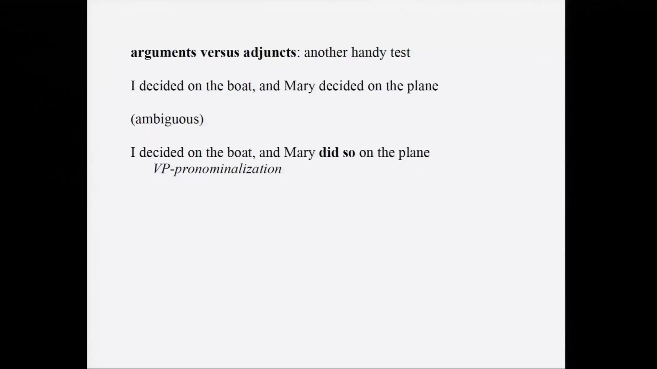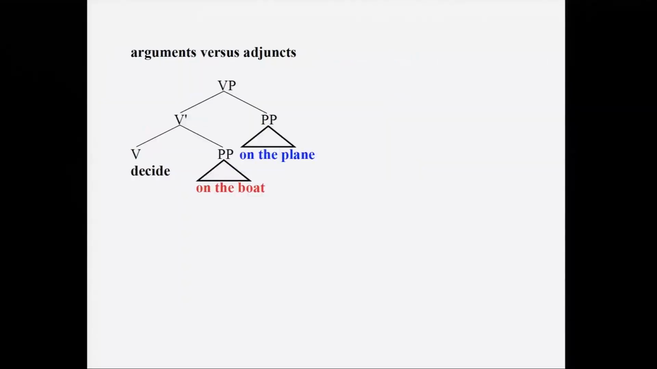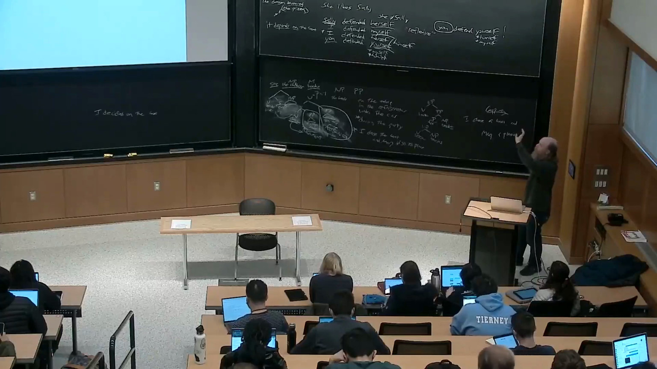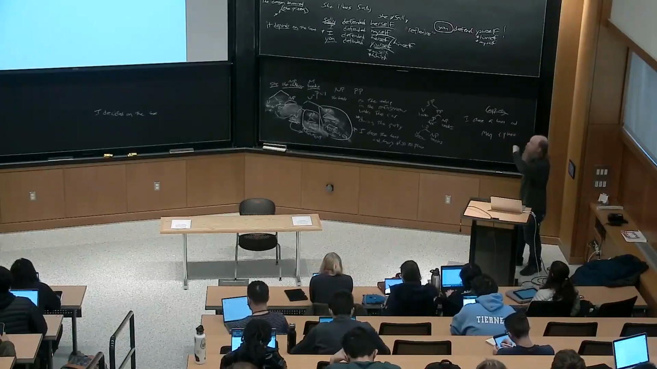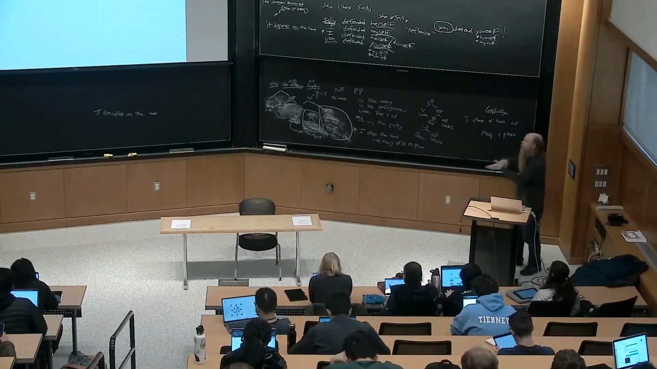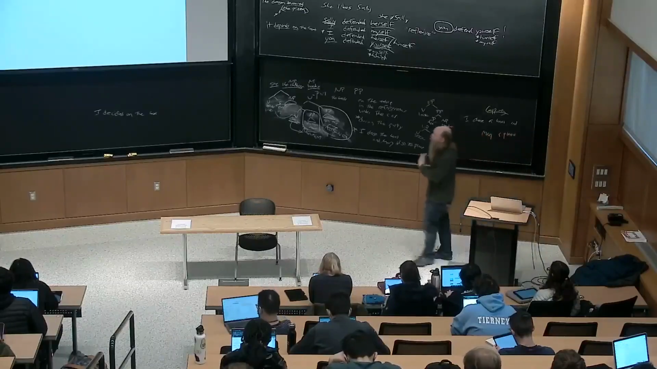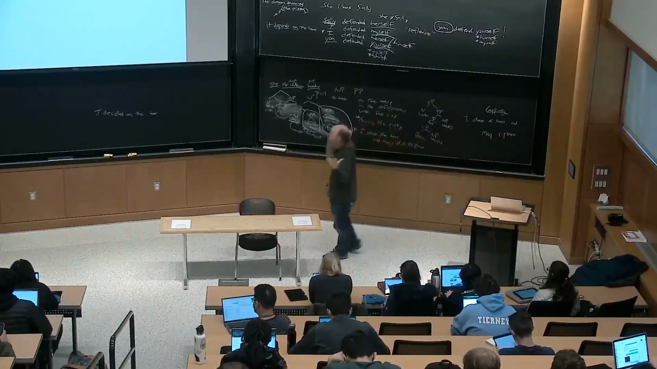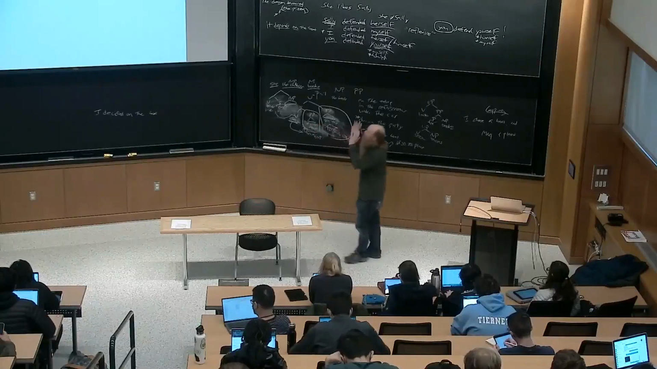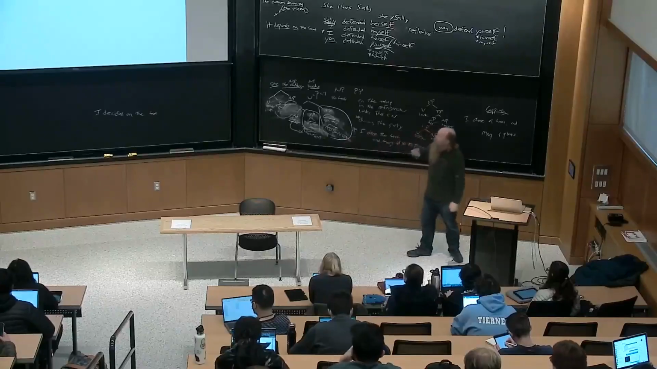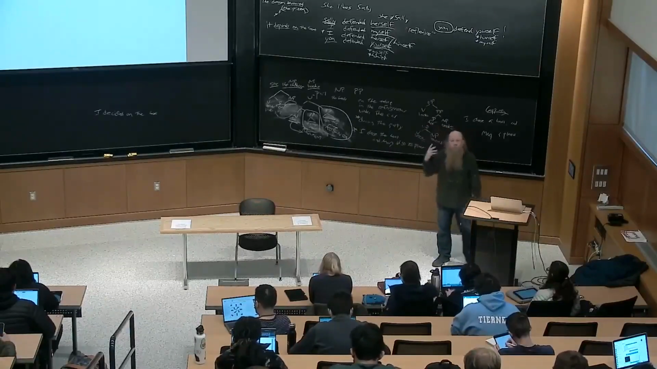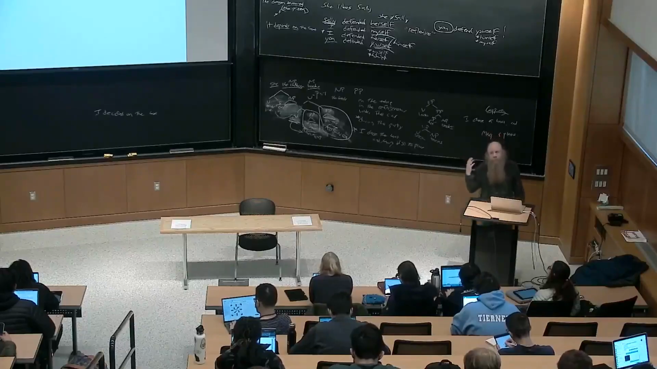All right. So, arguments versus adjuncts. Decide on the boat on the plane. On the boat is an argument. This means I chose the boat on the plane, at least on the most natural prosody. And we've now seen two ways of distinguishing arguments from adjuncts. One is if you have anything left over after VP pronominalization, anything that's outside do so, anything that's still there, had better be an adjunct and not an argument, because do so doesn't select for things. And if you have both an argument and an adjunct, the argument tends to be closer to the verb than the adjunct. Right? Those are the two tests that I've given you so far. Okay.